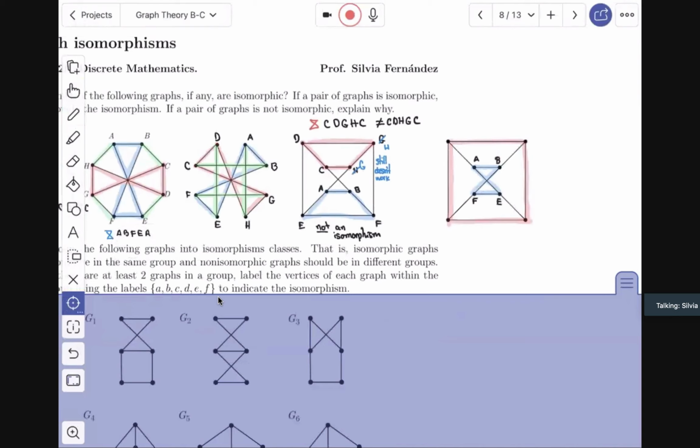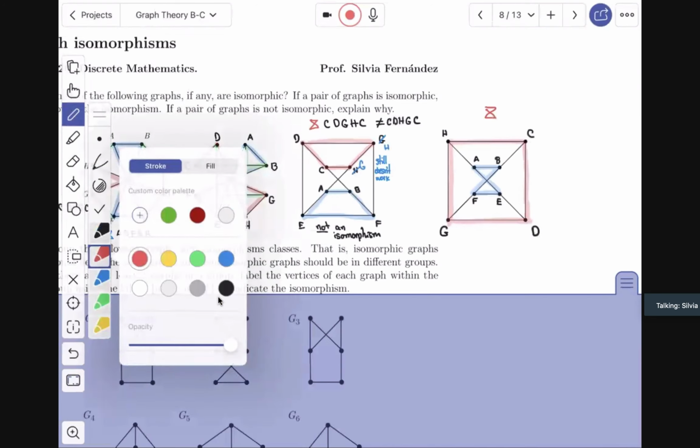So A goes to H. B goes to C. B goes to B. What's the other one? F goes to B. Okay. And then here again, we have the red cycle, when we try and check.